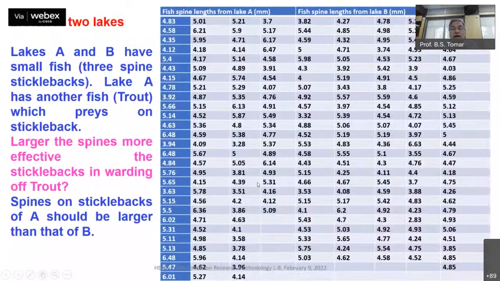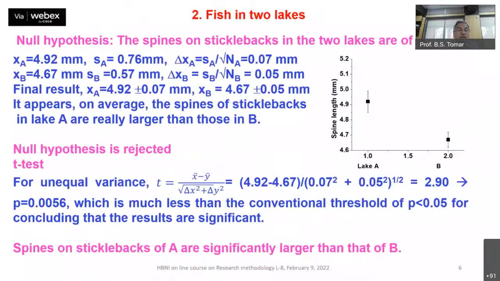If you see the numbers, they look very similar. Here you have something like 3.28, but here also you will have 5 point something. So all sorts of measurements are there. So from this data, you can say the null hypothesis is rejected. Now from here you can say that lake A appears to have spines bigger than lake B, and this data is also plotted here. So lake A data is significantly higher than that of lake B.